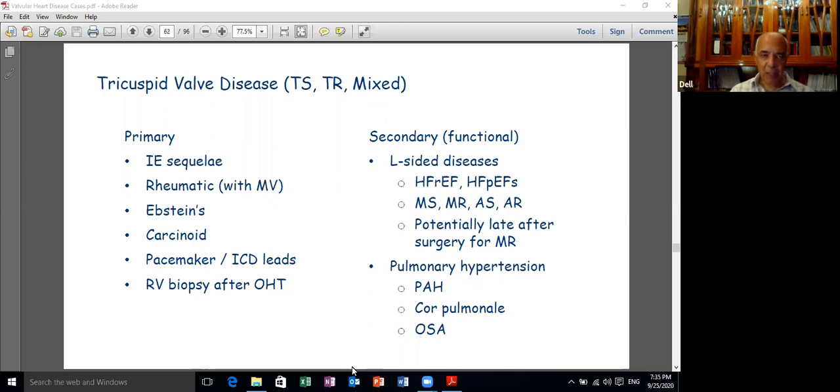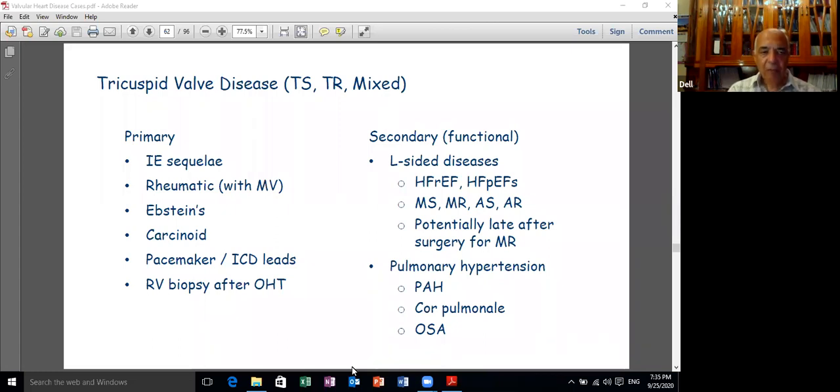Epstein's anomaly we covered in the congenital heart disease, and we can have primary tricuspid regurgitation as a result of rheumatic fever or as a result of a complication of pulmonary valvotomy, and it can be the outcome of carcinoid, which produces a bad combination of pulmonary stenosis, occasionally pulmonary regurgitation, and tricuspid regurgitation. The association of pulmonary valve disease and tricuspid regurgitation perpetuates the tricuspid regurgitation.